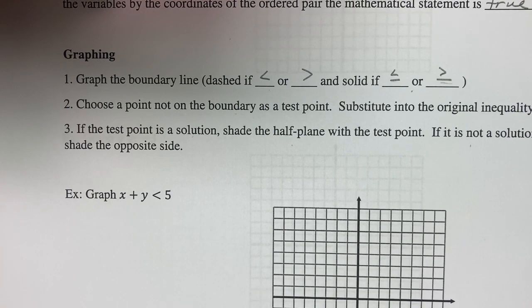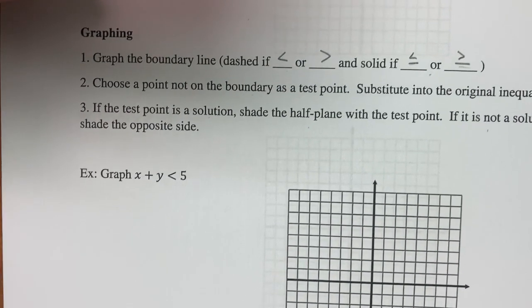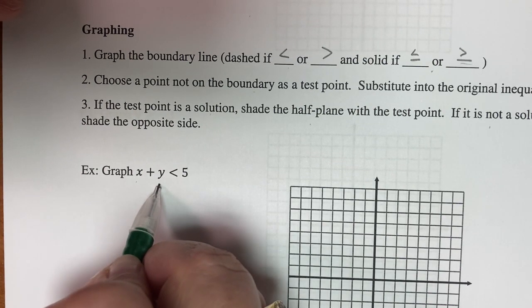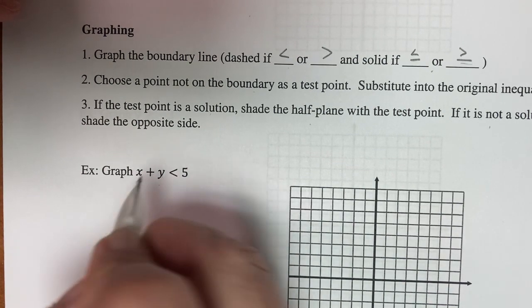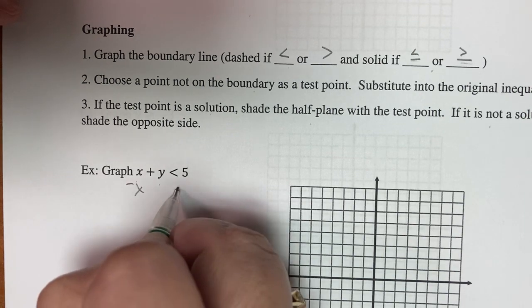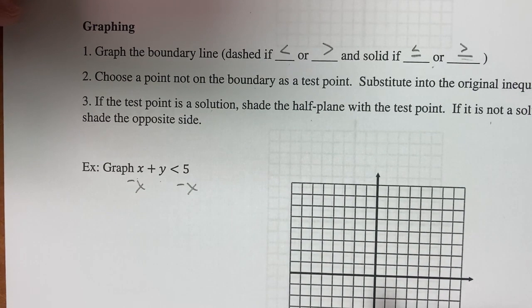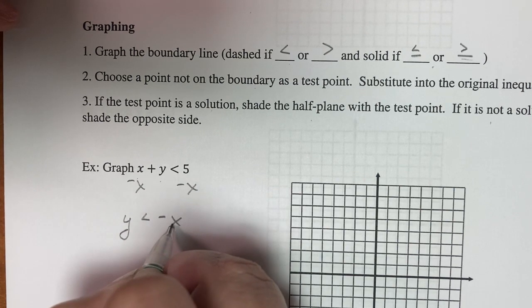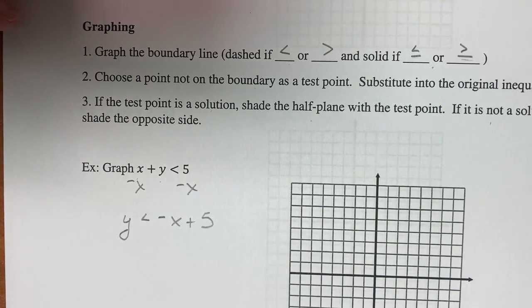Now we know many ways to graph a line. First of all, let's put this in slope-intercept form, because that's one way. So I'm going to subtract x. I'm going to review all ways to graph a line with you. So that's going to be y is less than negative x plus 5.